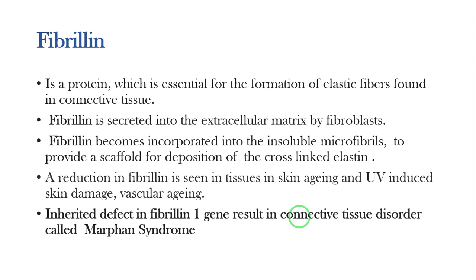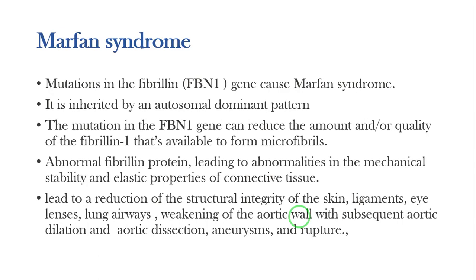certain inherited diseases when we have a mutation in the gene that codes for the synthesis of fibrillin, especially the fibrillin 1 gene. It will result in a certain syndrome that is called Marfan syndrome. Marfan syndrome is a syndrome that results from the mutation in the fibrillin 1 gene. The mode of inheritance is autosomal dominant, in which if one of the parents is affected, this is enough to transmit the disease to the next generation.